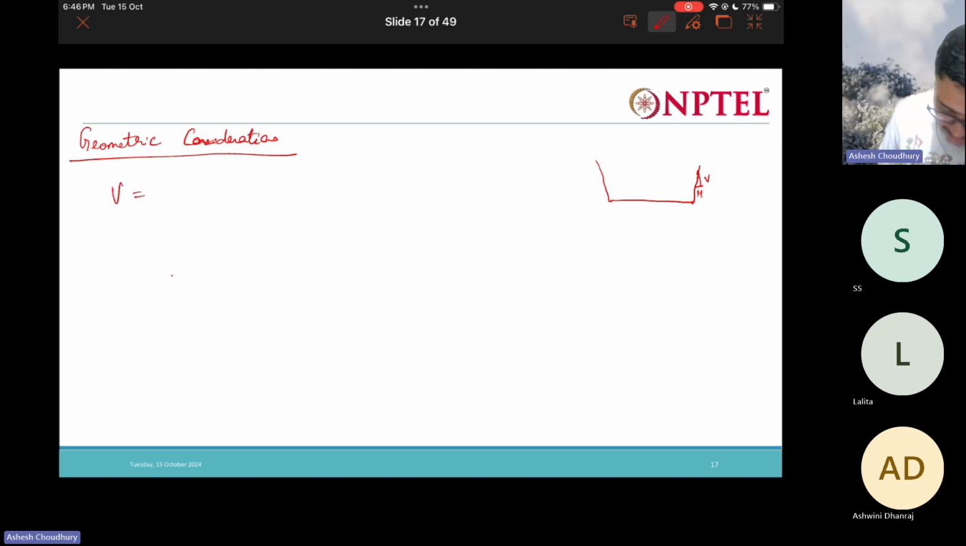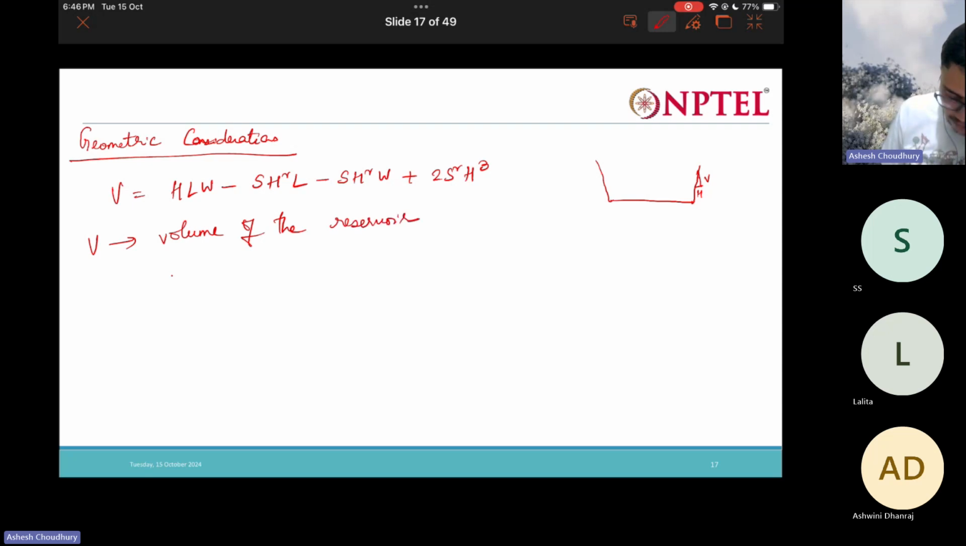The volume is nothing but H L W minus S H square L minus S H square W plus twice S square H cubed over 3. Now what are these? V is the volume of the reservoir. H is the average height.